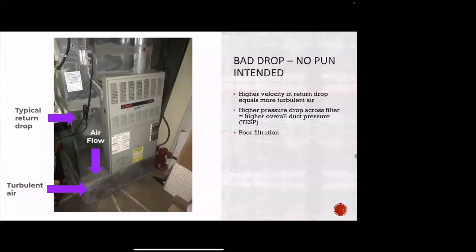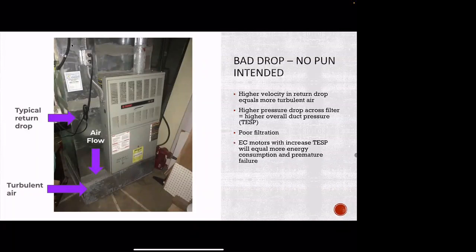And it's poor filtration. You can't put in a MERV 13 filter. You're going to have to go back with a fiberglass filter in a situation like this to just try to prevent the equipment from overworking or failing. EC motors with replacements are going to increase this total external static pressure, which in turn is going to equal more energy consumption and more service calls. Premature failure, more warranty.